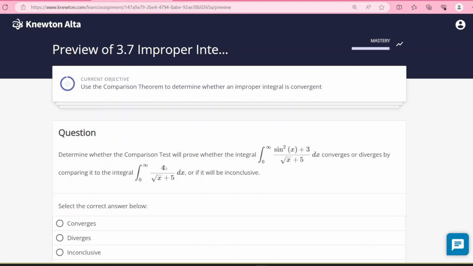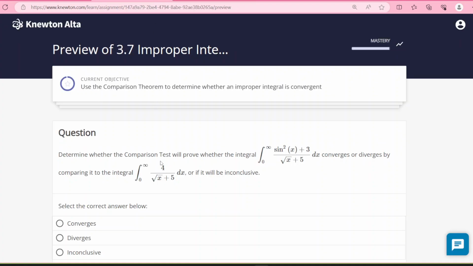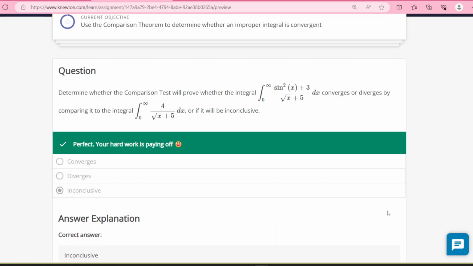Now this integral under the larger function, 4 over the square root of x plus 5, that's going to be divergent. This is very much like 1 over the square root of x. And we just saw in the previous example that the integral of 1 over the square root of x from 9 to infinity was divergent. This is 0 to infinity. It's also going to be divergent. So this is divergent. And again, if the larger one is divergent, you can't say anything about the smaller one. So once again, I have an inconclusive comparison test.